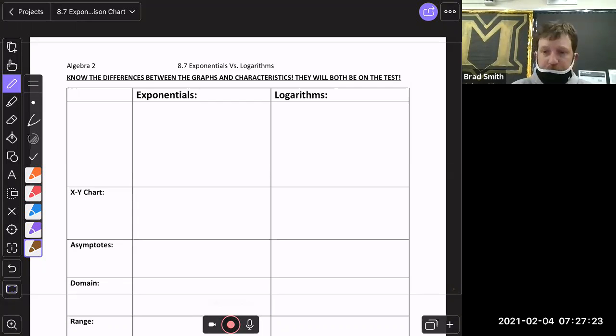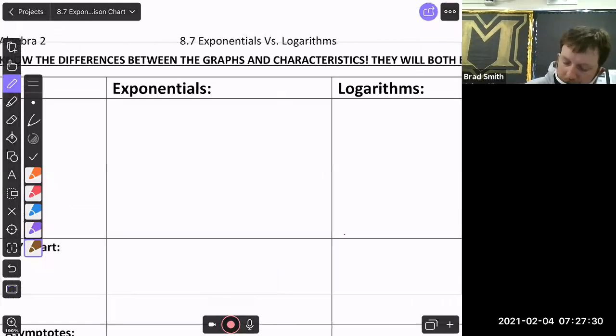So a quick summary of what's going on. Exponentials, remember, is going to be y equals something raised to the x power. So your x is up there as an exponent.